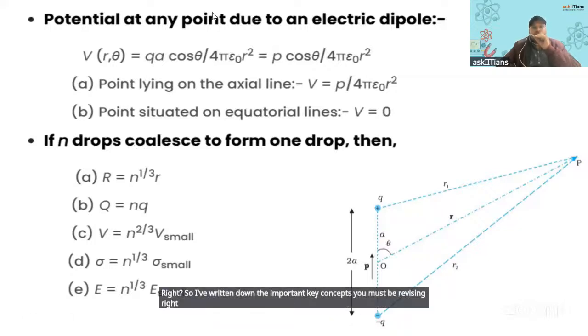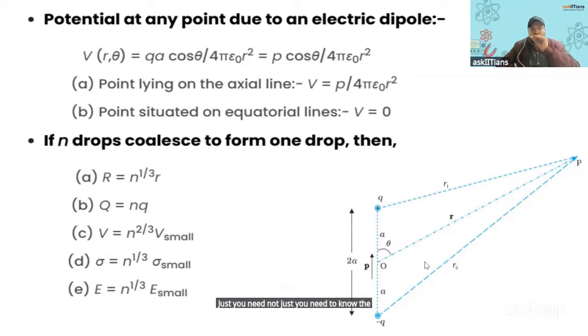Then we have potential at any point due to a dipole. This derivation you'll learn for the axial line and the equatorial line, but this derivation you need not learn. You just need to know the formula part, that it is Kp cos theta by r square. Only the formula part you should be knowing.